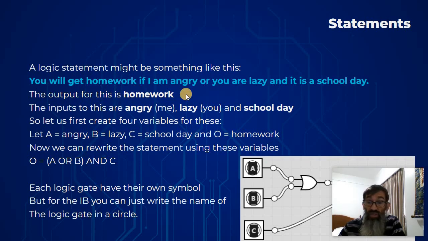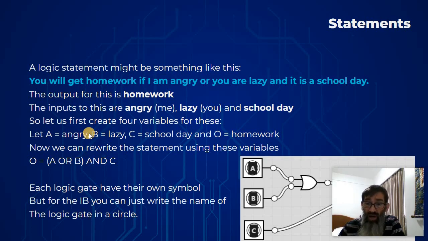So our output is homework. Are you going to get homework or not? That's the output, the result of this statement, whether you will get homework or will not get homework. What are the inputs? What are the conditions that determine whether or not you get it? Well, we've got angry, you've got lazy, and it's a school day. So what we often want to do is give symbols to those.